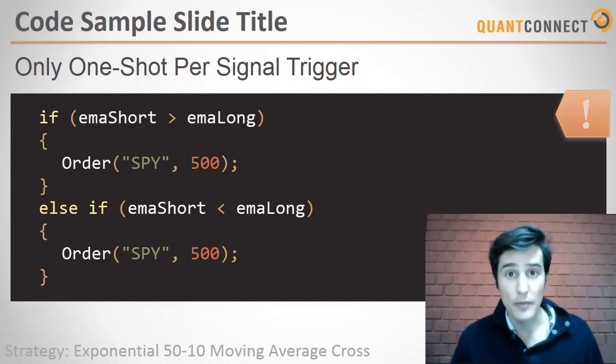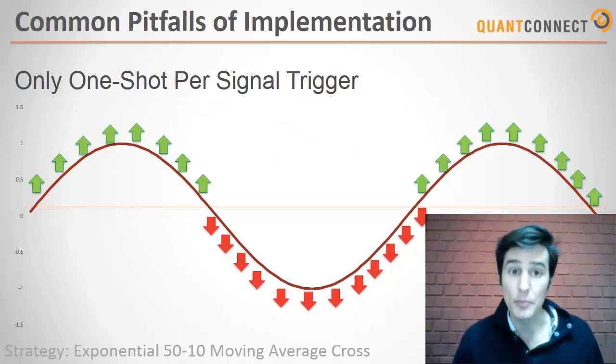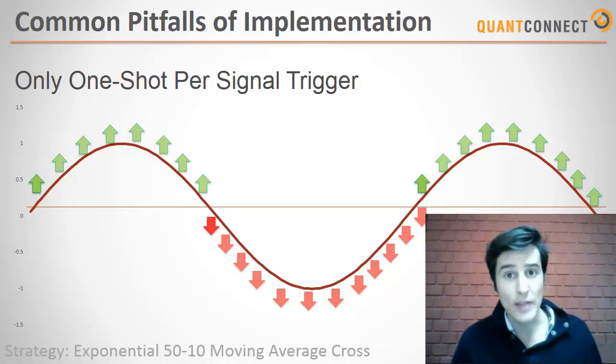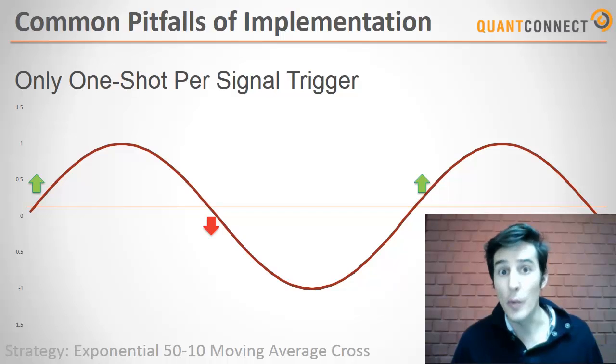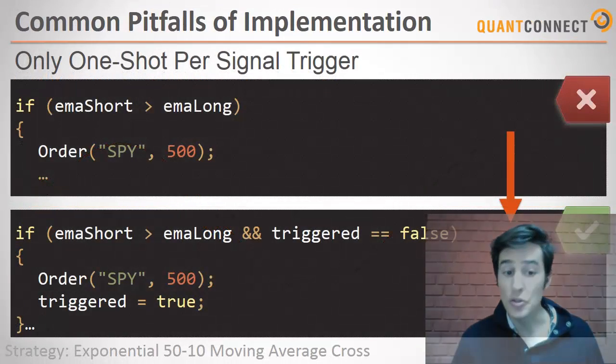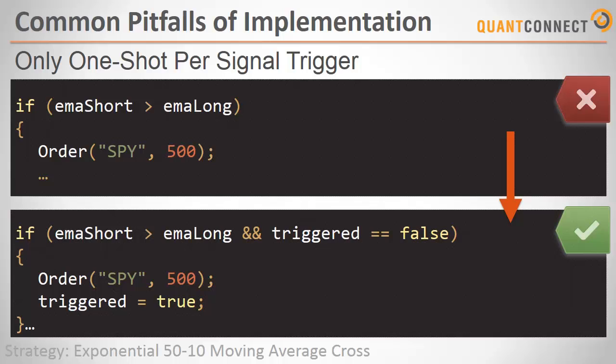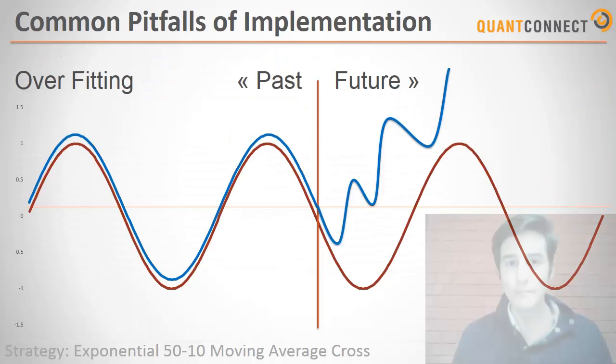So for example, the code below would be something you might write on the first attempt of an algorithm. If the EMA short is greater than the EMA long, then we'll just buy some stock. However, as the algorithm is running on a loop, this would mean that your algorithm would buy stock over and over and over again until you ran out of money. The better way to do this is to simply keep track of when your signal has triggered. You can do this using a Boolean and checking for it before you place your order.